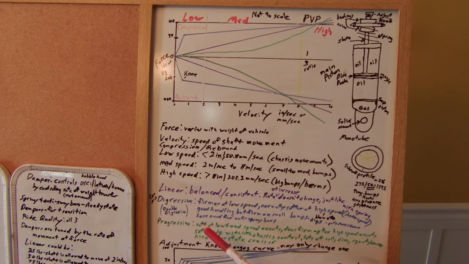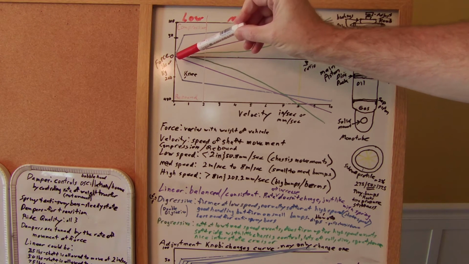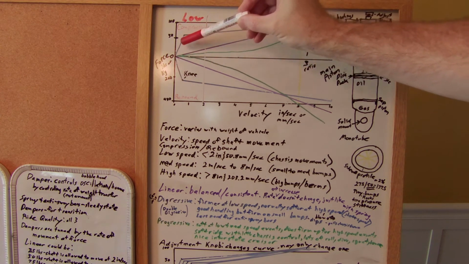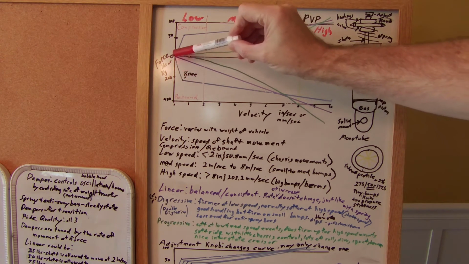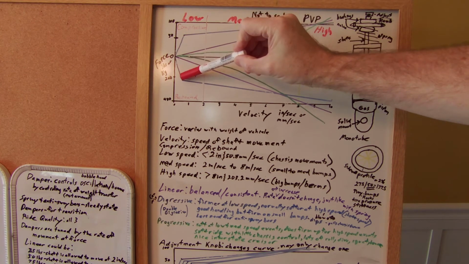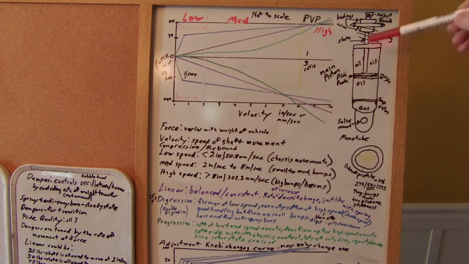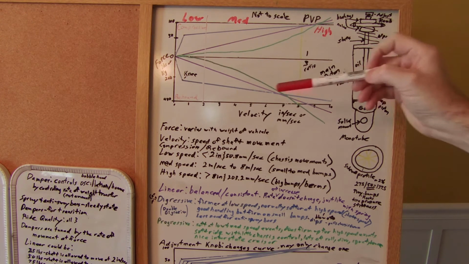Digressive, the blue, starts off very aggressive. So very early it becomes firm. It's slow to move the damper. The shaft does not want to move.